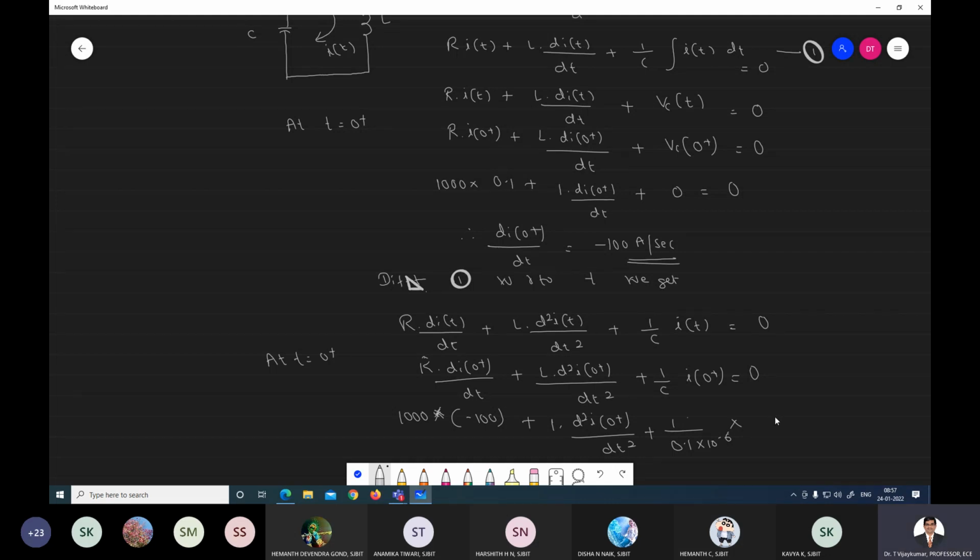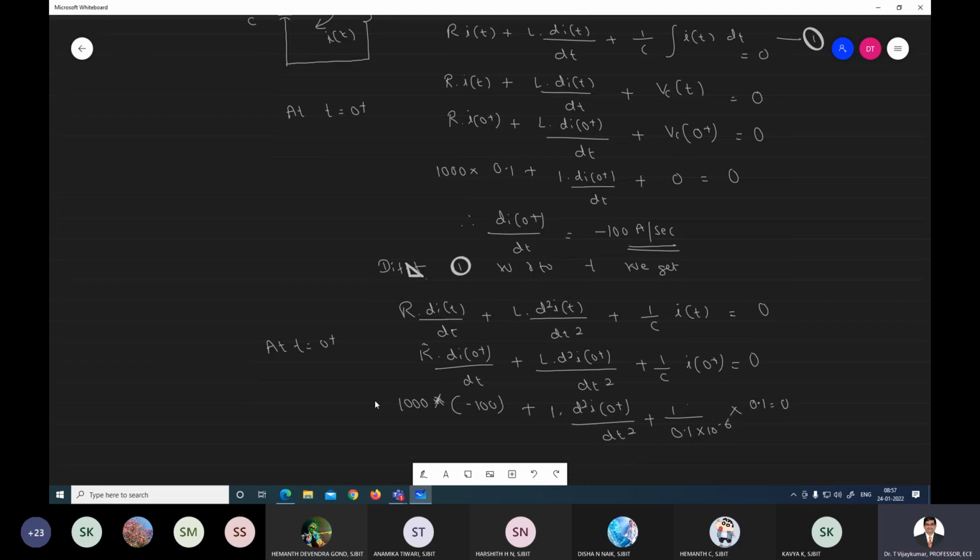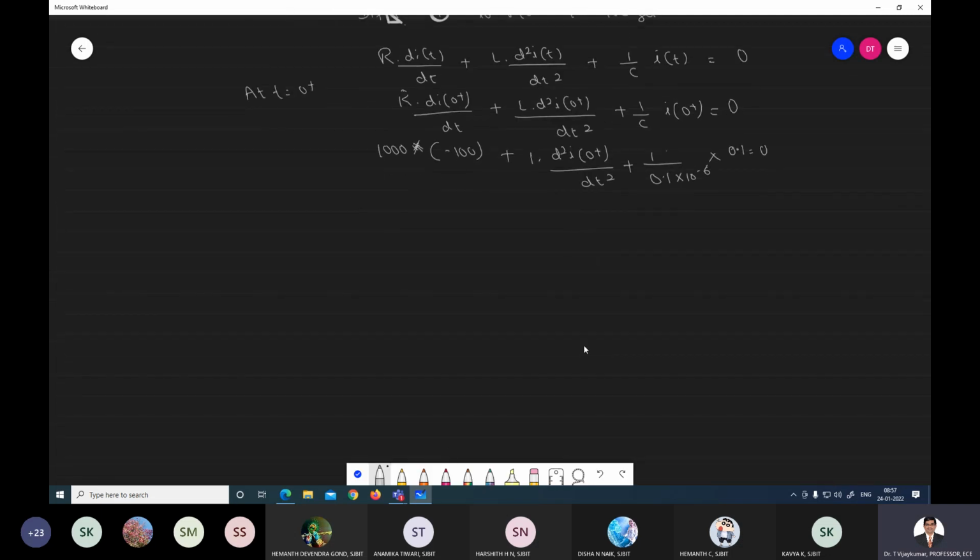Change in the problem, and I of 0 plus is 0.1 amps. From this calculate the value of d square I of 0 plus divided by dt square. Sir, is it minus 9 into 10 power 5 amps per second square? Yes, minus 9 into 10 to the power of 5 amps per second square.